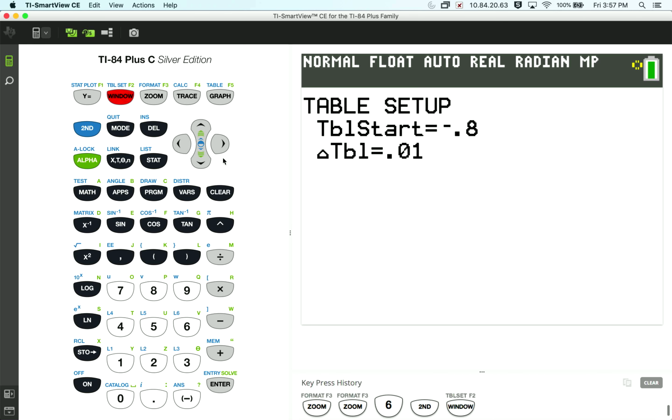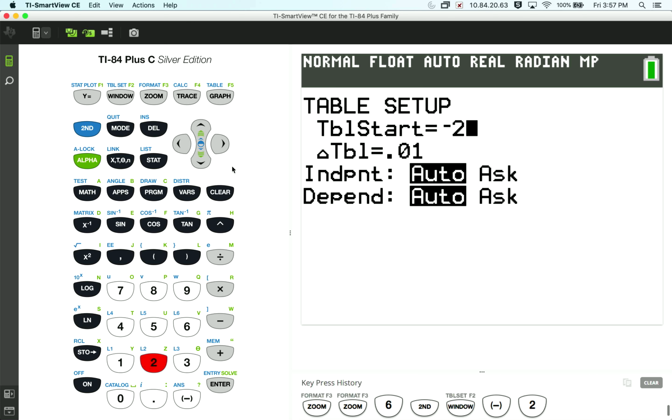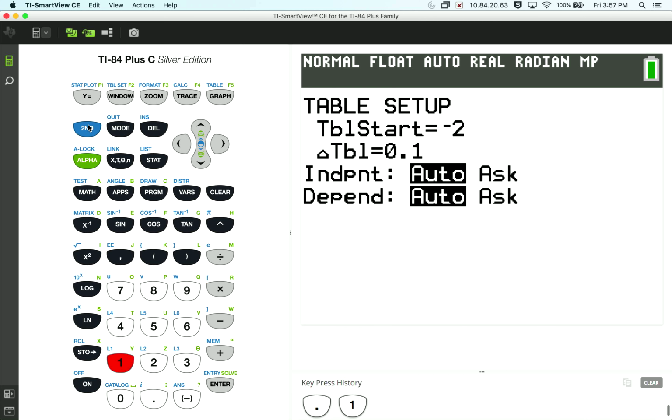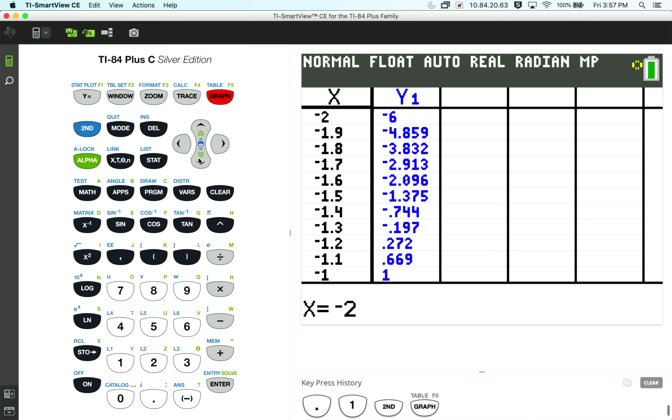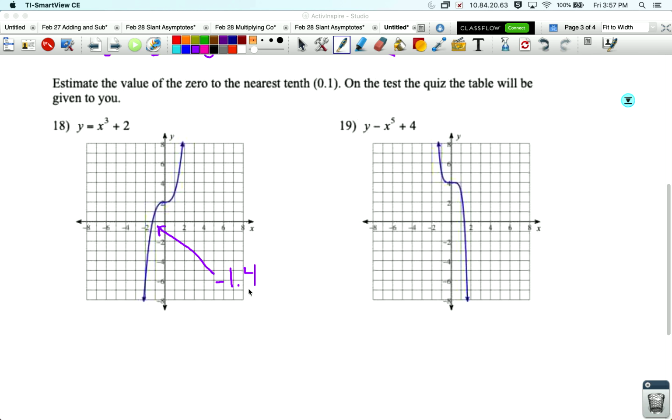So I'm going to go second table set. I'm going to start at -2, so I'm definitely to the left of my 0, and I'm going to go up by 0.1s, which is the degree of precision that we want. Go second graph, and I'm looking for when I switch from being positive to negative, or the other way around, negative to positive. So as long as the sign's flipping, I've found a 0. And it flips right here between -1.3 and -1.2. And then I pick the one that's closer to 0, so -1.3. I guessed -1.4. Real answer, -1.3.